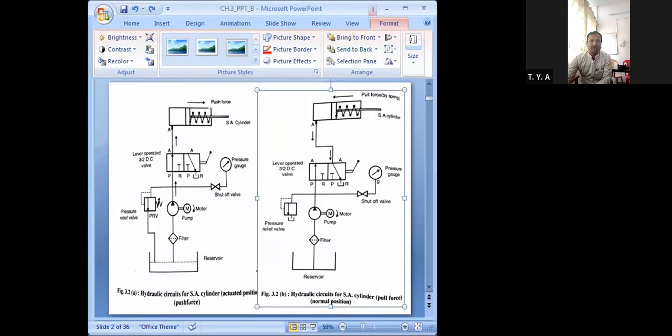See, in the first extension stroke, this P is connected to A, correct? But when you operate this lever, that time A will connect directly to the reservoir. See the difference, getting it? So this is a simple circuit of the single acting cylinder, the hydraulic circuit for single acting cylinder. The first is the actuator position, and the second is the normal position.